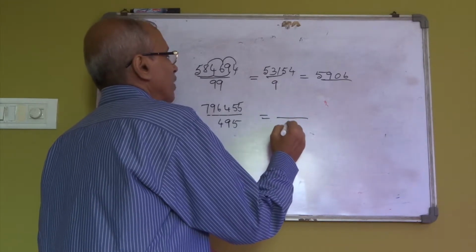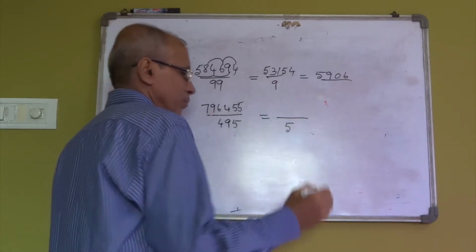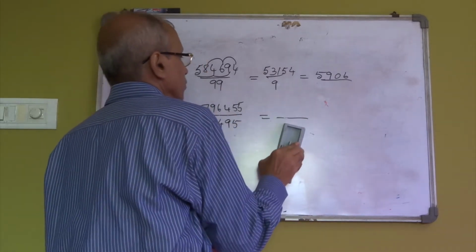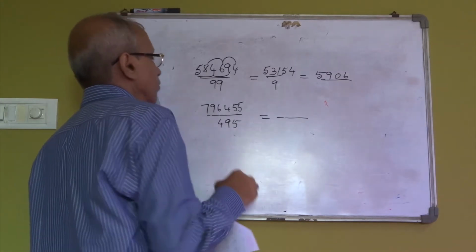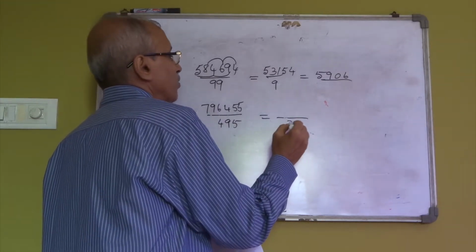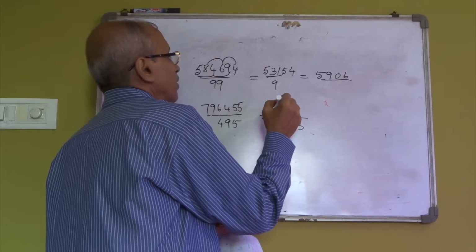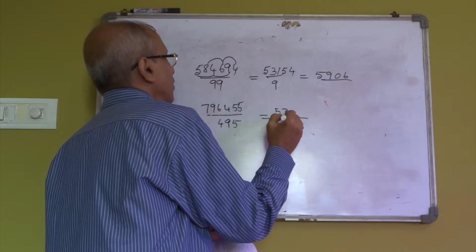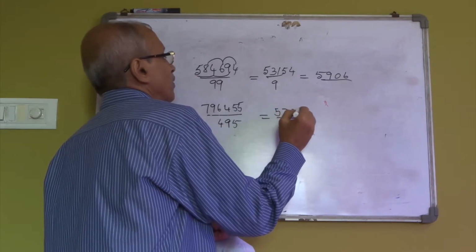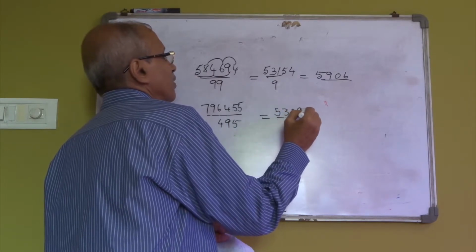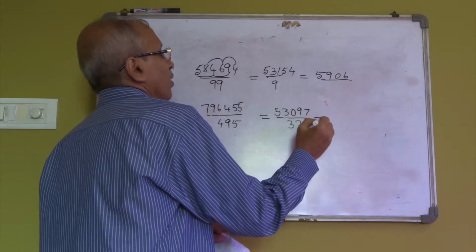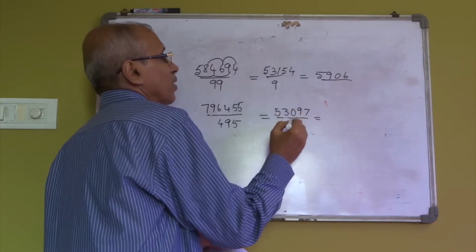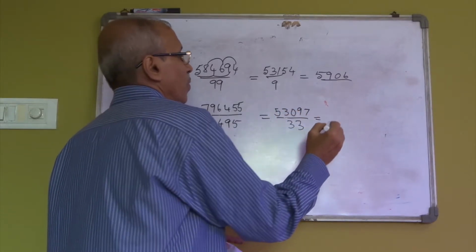15 3s are 45. 15 5s are 75. 15 3s are 45. 15 9s are 135. 15 7s are 105. Now 5 plus 0, 12, 9 plus 3, 12. It is a multiple of 11 also.